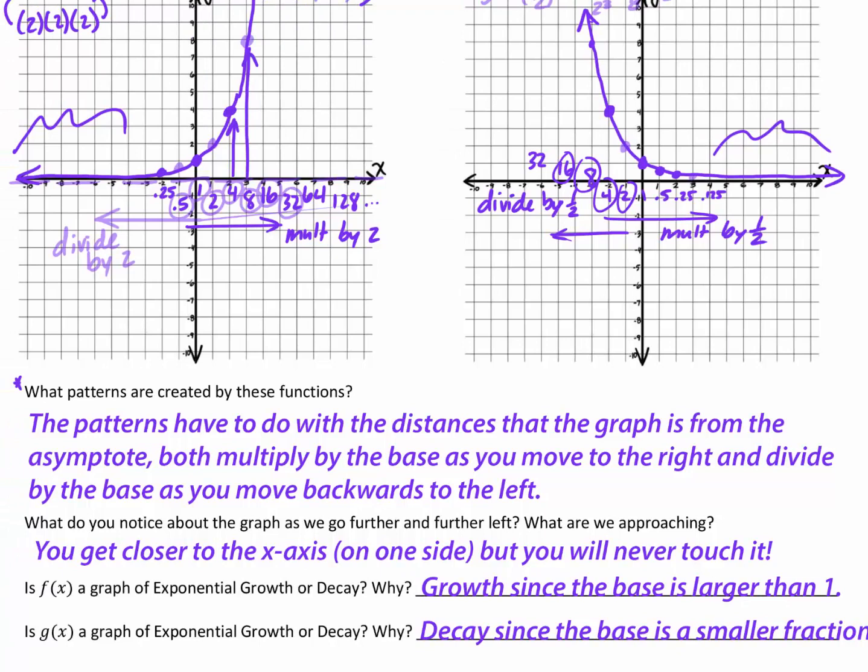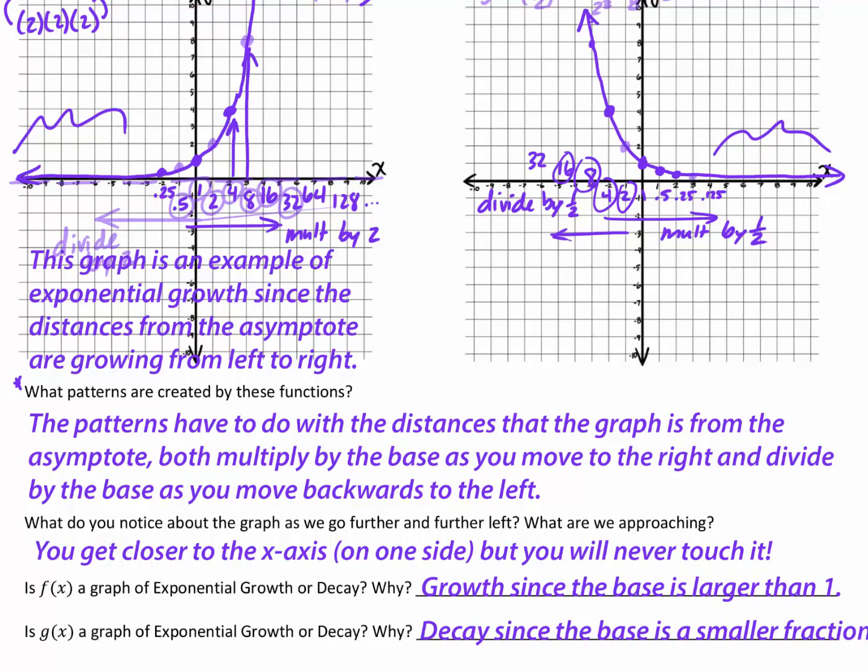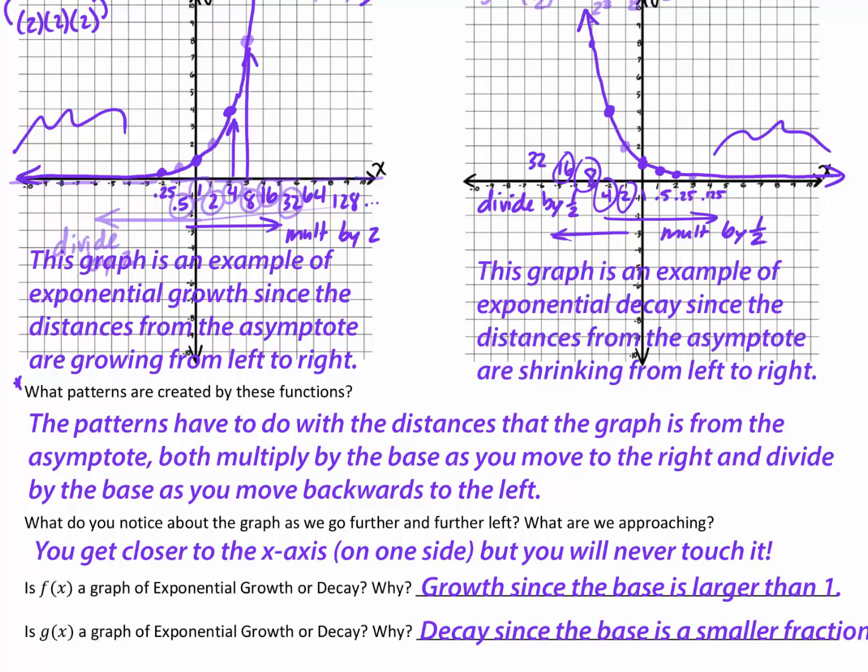Maybe a few things to jot down would be, back up here, that this is exponential growth. You are growing from the asymptote from left to right, versus this second graph, which is decay because your distances decrease. They decay from left to right.